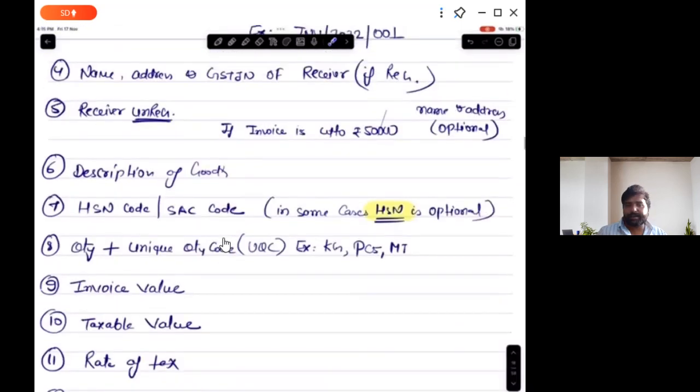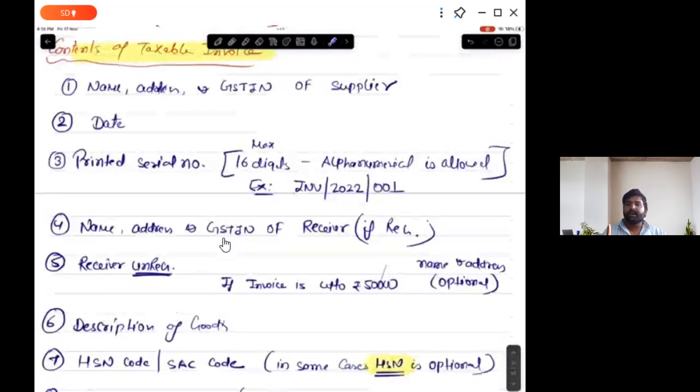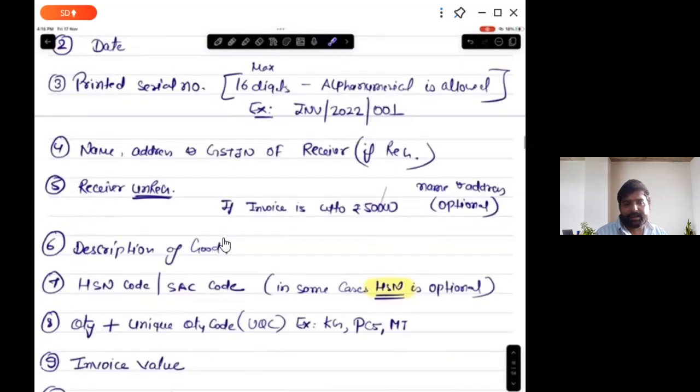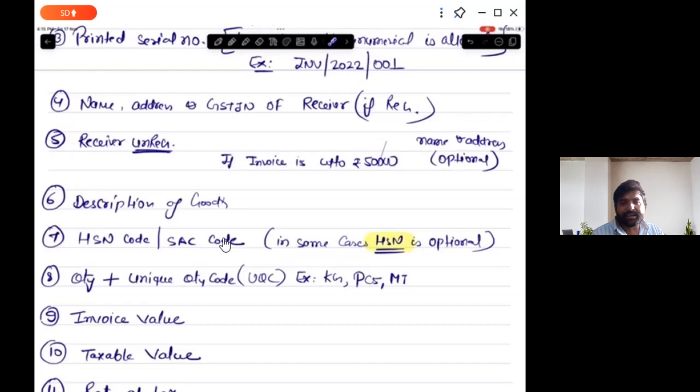Again, I am explaining it. Name, address, GST of the supplier, date, serial number, and name, address, GST of the receiver. अगर रिसीवर अनरजिस्टर्ड है तो 50,000 से ऊपर के केस में नेम और एड्रेस मैंडेटरी होता है, पर 50,000 से कम के केस में नेम और एड्रेस ऑप्शनल होता है इन केस ऑफ अनरजिस्टर्ड रिसीवर. गुड्स डिस्क्रिप्शन, HSN में भी ध्यान रखिएगा, if my turnover is less than 5 CR then in case of B2C HSN is optional. बट अगर मैं B2B सप्लाई कर रहा हूं और अगर मेरा टर्नओवर 5 CR से ज्यादा है तो I need to write down HSN कोड और SSC कोड in my invoice.